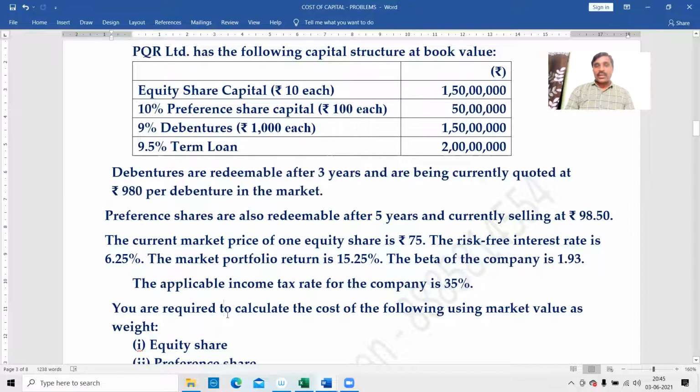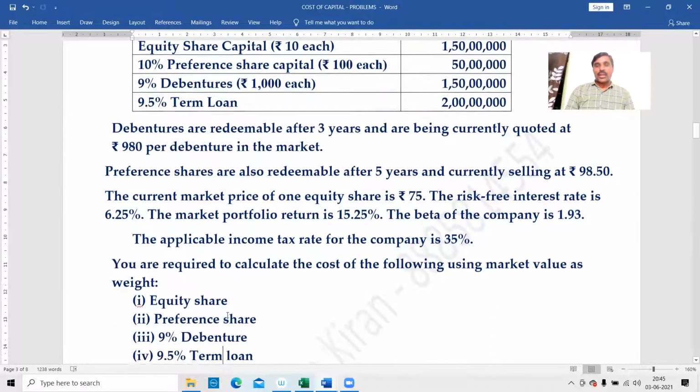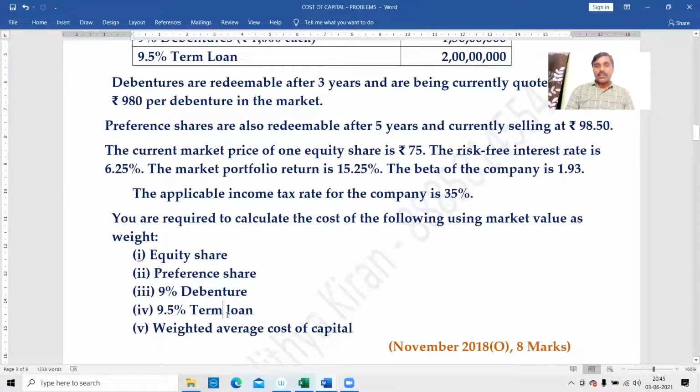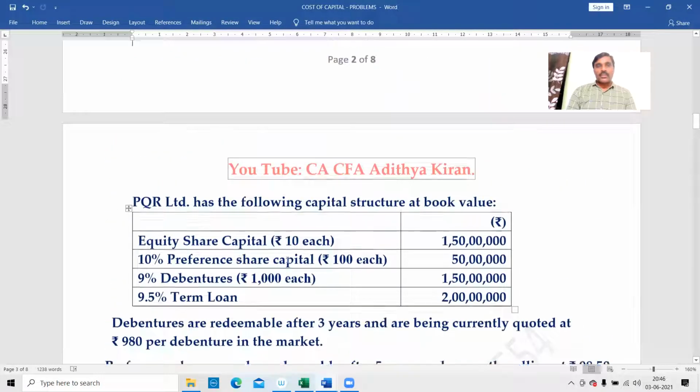We are required to calculate the cost of the following using market value weights: equity shares, preference shares, debentures, term loan, and also the weighted average cost of capital. So we have to calculate.